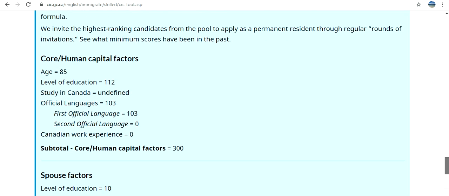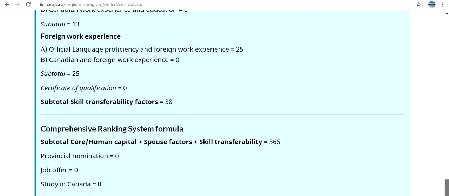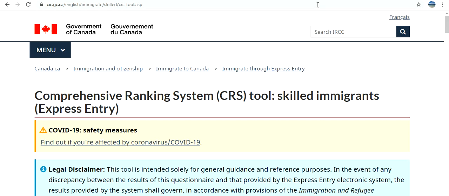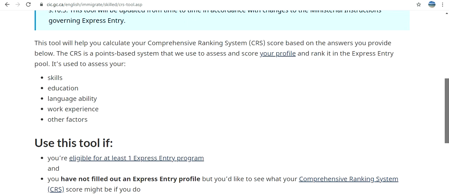Okay, so now the detailed analysis is coming. It came to 366, which is quite low, no doubt. Now check the other way around. Now let's say his wife, who is a PhD holder, is going to be the principal applicant. Now let's see how much he can get.